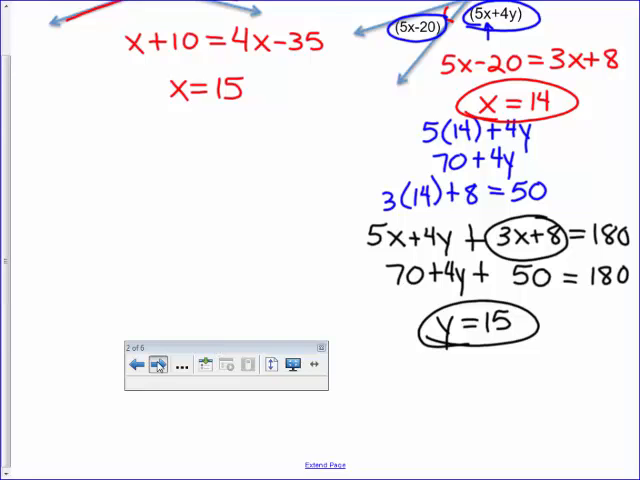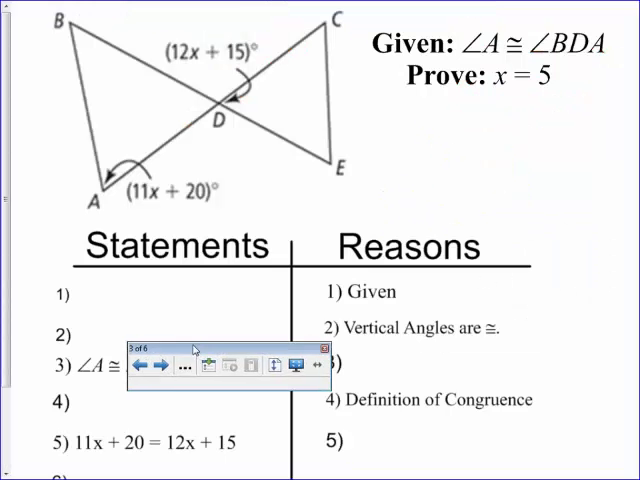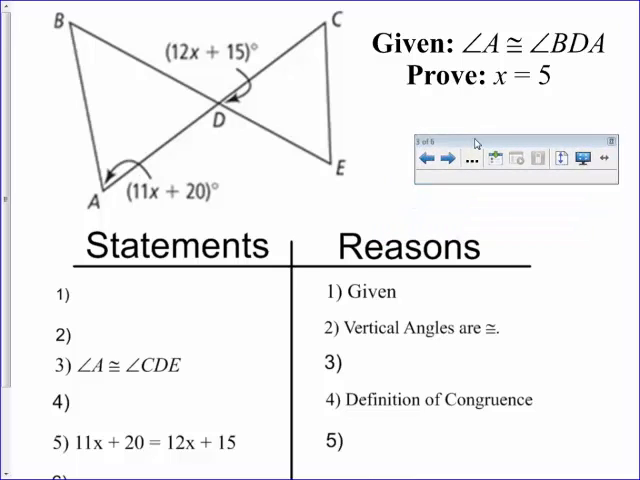Okay, so now we're going to look at a proof that has that vertical angles are congruent, that theorem that we just talked about. So here's a proof. So go ahead and copy down the diagram, and remember, copy down the given and the proof, and we're going to fill in the blanks. So remember, the first reason is typically the given, so all you have to do is look at the given and rewrite the given. So step 1 will be angle A is congruent to angle BDA. So that's our first step with the given.